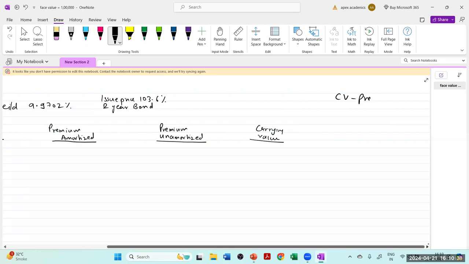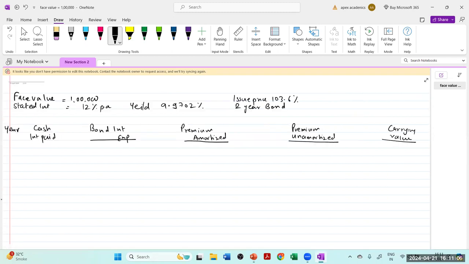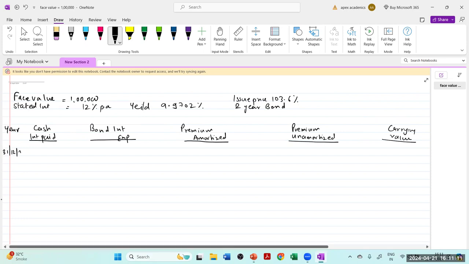Carrying value minus premium unamortized is equal to face value. And carrying value plus discount unamortized is equal to what? Face value. Are you sure, ladies and gentlemen? Yes, sir. Makes sense. Okay, if it makes sense, then I would like to take retirement. Start helping me out. The first is on the 31st of December 22 is your issue price. So when is interest due?